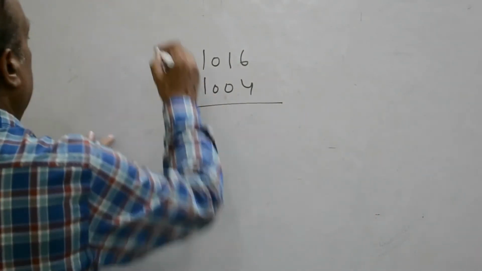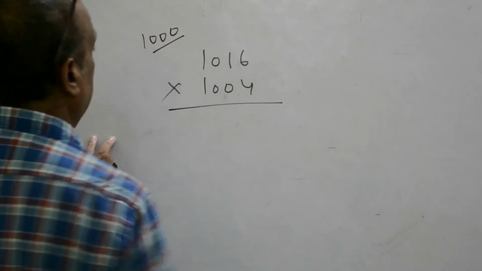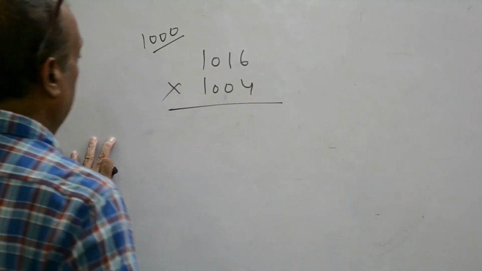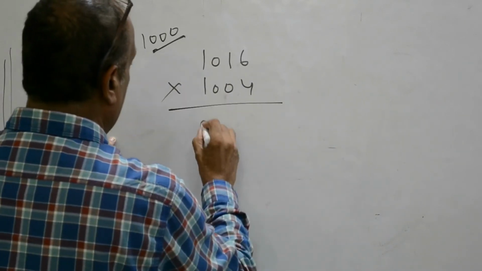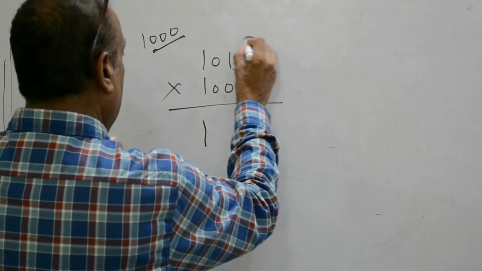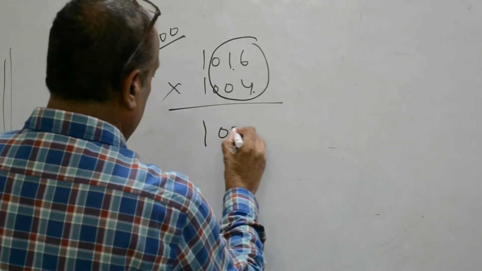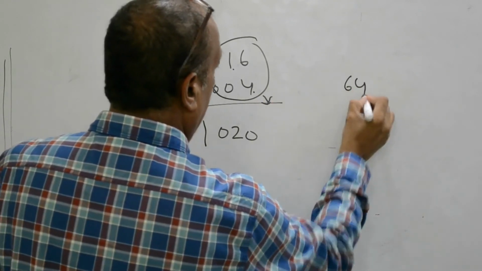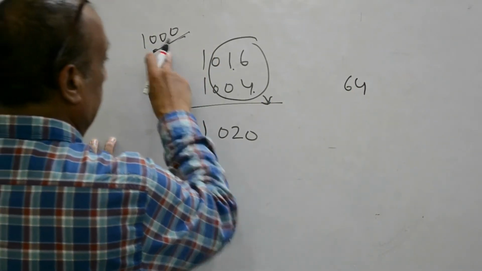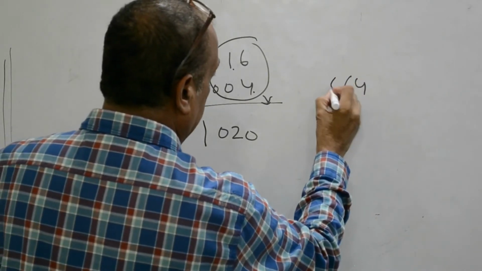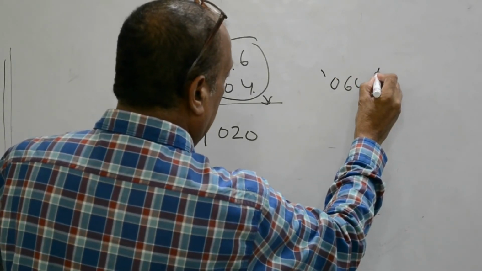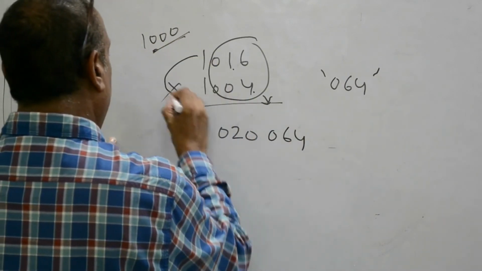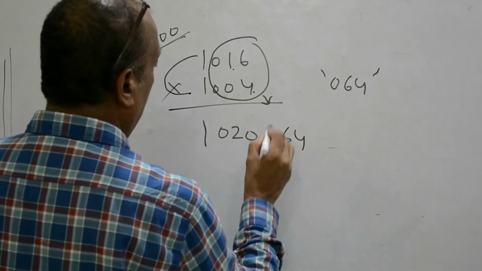When both the numbers are bigger than the base, then we can make the calculation in a single line. How is it? In 1000 add 16 and 4. It is 1020. Now multiply these two numbers and it is 64. There are 3 zeros in the base, so on the right hand side we will have 3 digits. So it will be made 064. The product of these two numbers is 1020064.